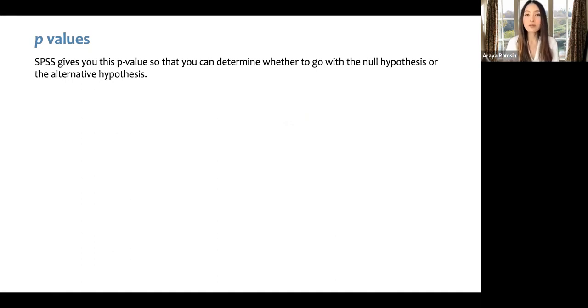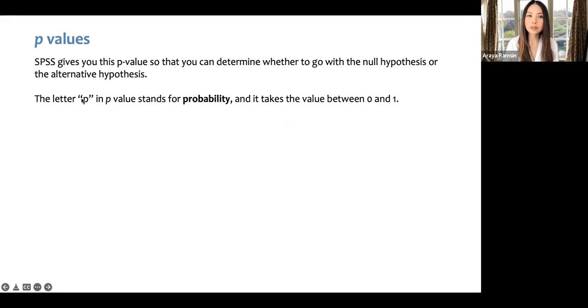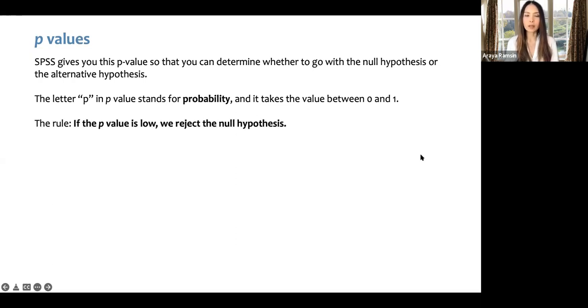Okay, so first let's go back to the name here. The letter P stands for probability, and this probability takes a value between 0 and 1. So what is the rule here? The rule is that if the p-value is low, we reject the null hypothesis. Or you can say: the P is low, the null must go.